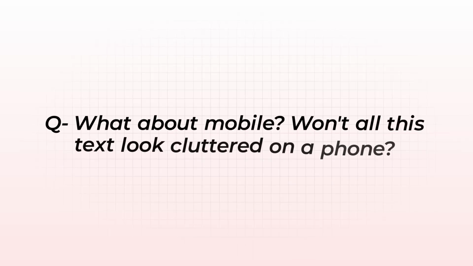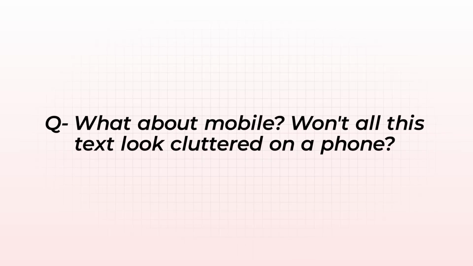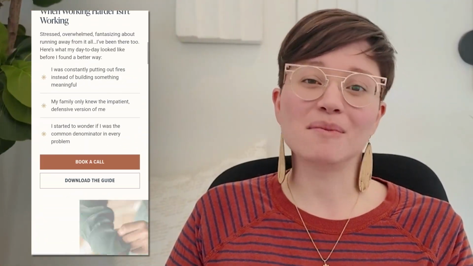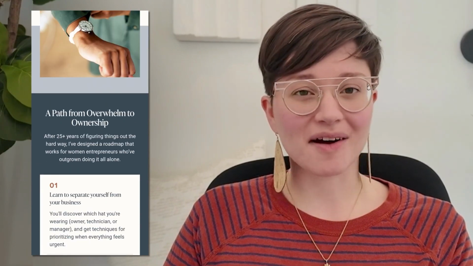The last question that I see a lot is, what about mobile? Won't all this text look cluttered on a phone? And actually, no. I'm going to show you Dana's site here. This is one of the things that I love about most modern page builders, is that they can automatically stack sections on a phone so that it flows really well. Just make sure that you preview and adjust your site for mobile before you launch. That's a step I see a lot of people miss.